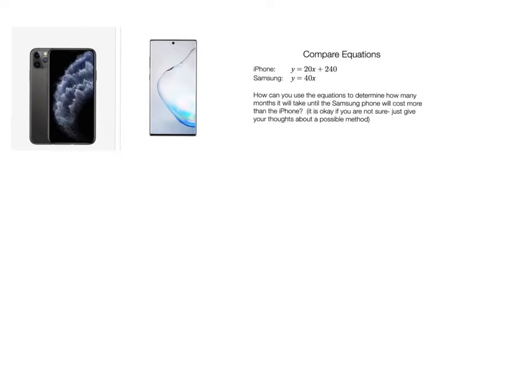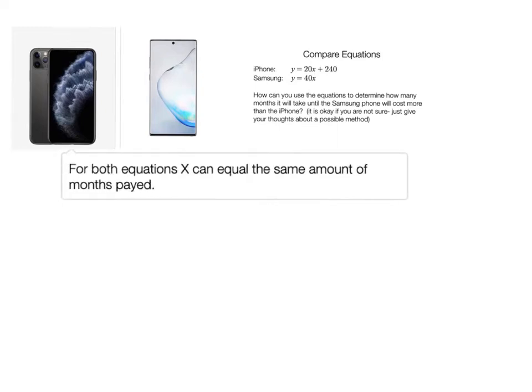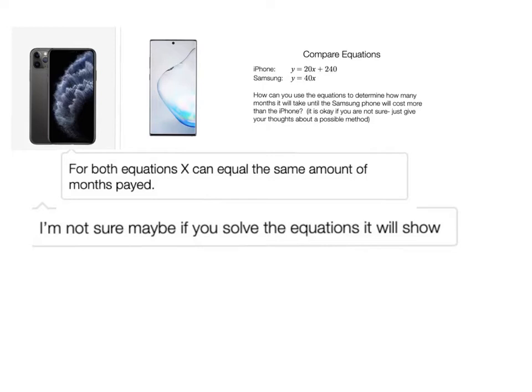But the question still remained. How can we use just the equations to find out when these two costs would be equal? So here's what some other students said. For both equations, x can equal the same amount of months paid. This is true. If we can find out which x is true for both equations, then we will know. We could also, this person said, I'm not sure, maybe if you solve the equations it will show. And I think this comes the closest to what we're going to have to do. But we're still wondering, how do we solve the equations? So how do we solve them together?